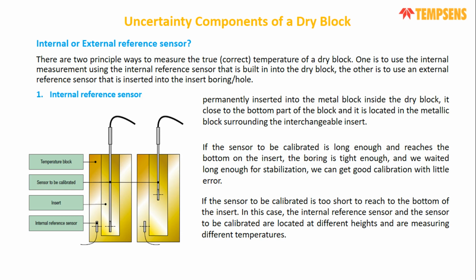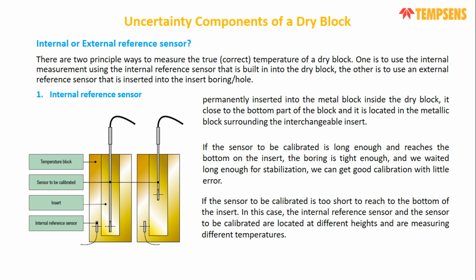Now, if you are using the internal reference sensor, for any manufacturer, this sensor is fixed at the bottom side of the heating zone. So if for calibration you put your test or master sensor so that it touches the bottom, with the internal reference sensor and the master sensor on the same line, then it will give you a very good reading. Sometimes customers also prefer the internal reference sensor because you don't need to carry an extra reference sensor. So for portability, customers sometimes prefer internal reference sensors.